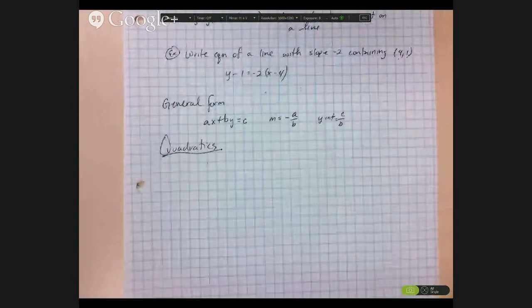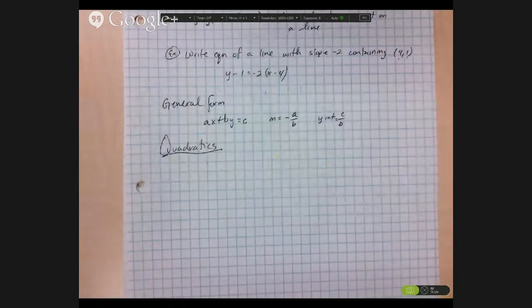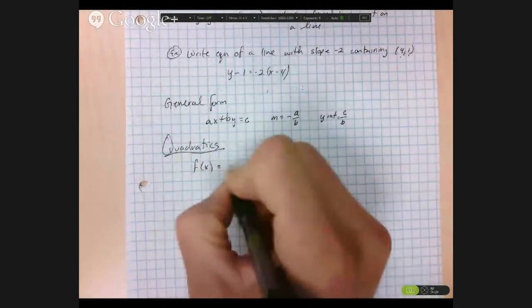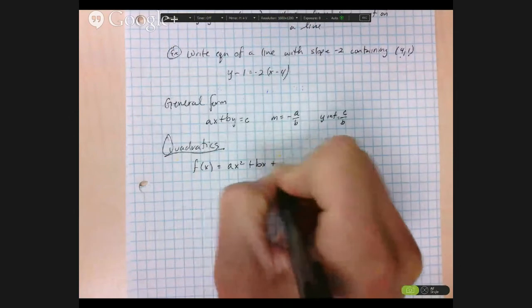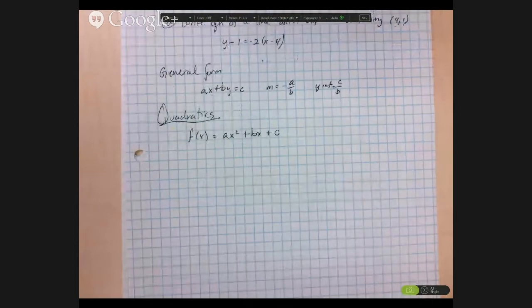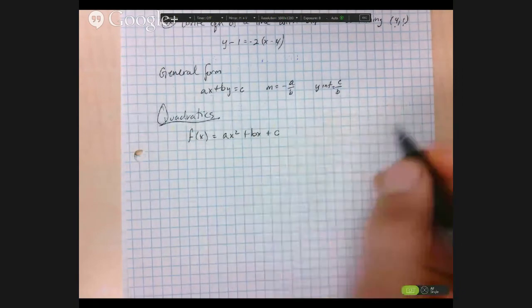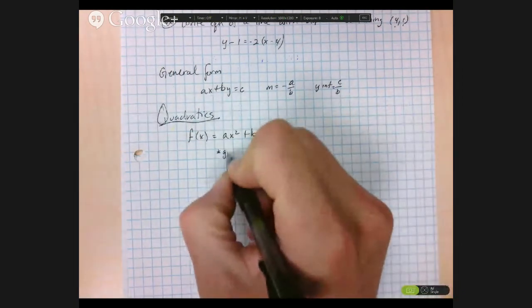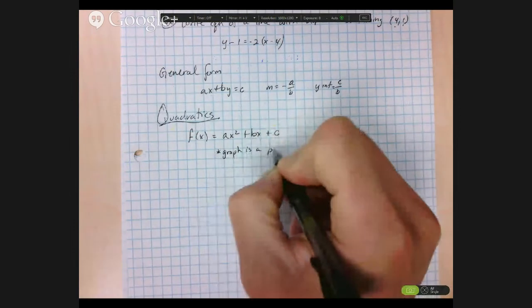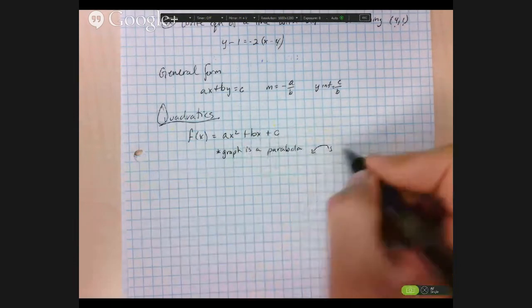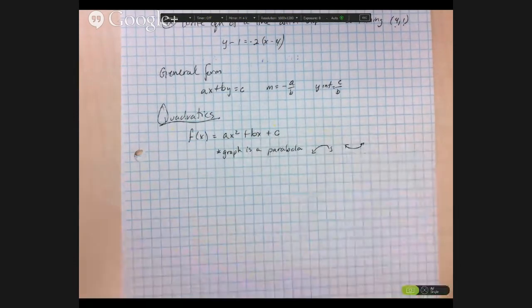Quadratics. We've already seen this year with our data gathering with throwing the balls to each other. So this is a quadratic function. The graph is a parabola. Okay, so it's going to look like this, or like this. So know the difference there on the names.